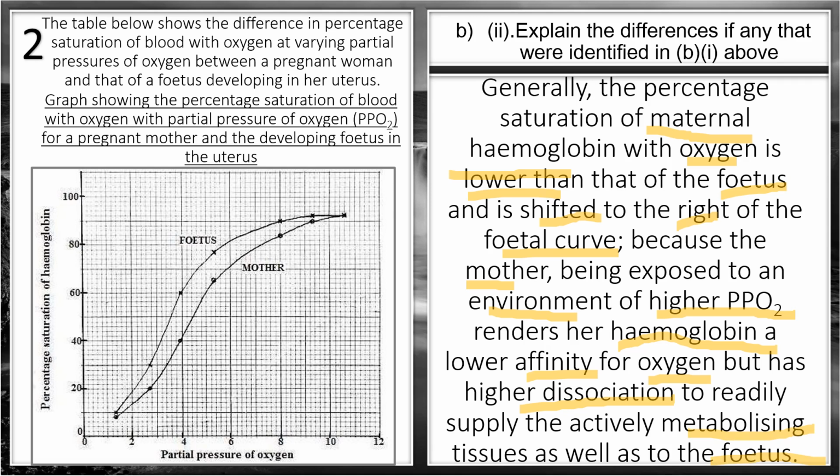So when you look at the mother's curve, it is shifted to the right, and that means that it has a lower affinity for oxygen, but it has a higher dissociation for oxygen to easily supply the oxygen to the metabolizing tissue as well as to the fetus.